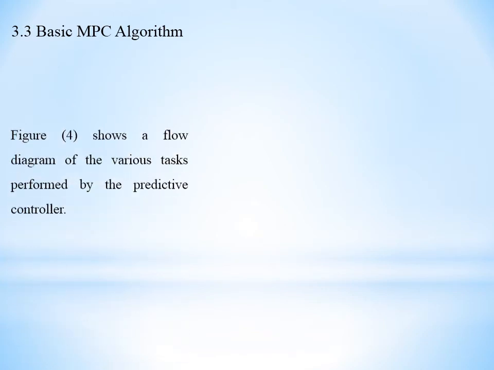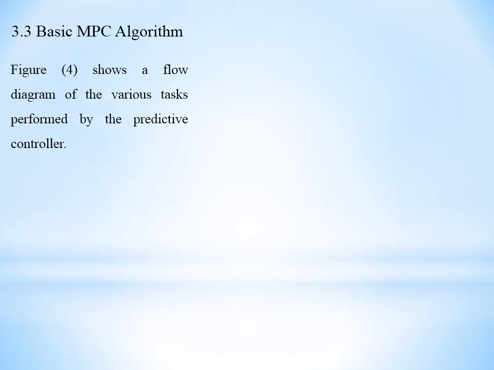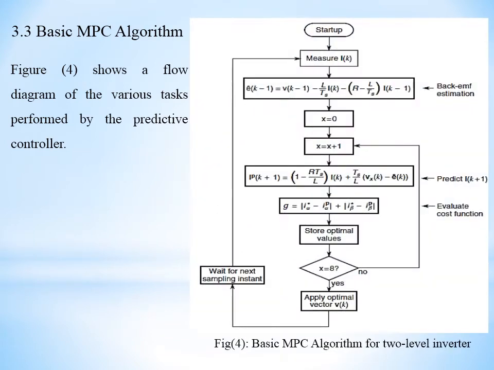Basic MPC algorithm. Figure 4 shows a flow diagram of various tasks performed by the predictive controller. Estimate back EMF, measure current, predict current, evaluate cost function, minimize cost function, store optimum value, apply optimum vector. Here, the outer loop is executed every sampling time, and the inner loop is executed for each possible state, obtaining the optimal switching state to be applied during the next sampling period.